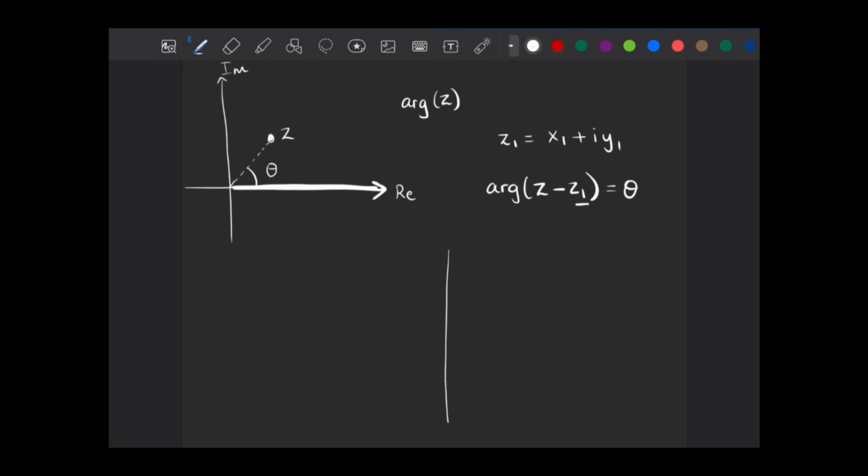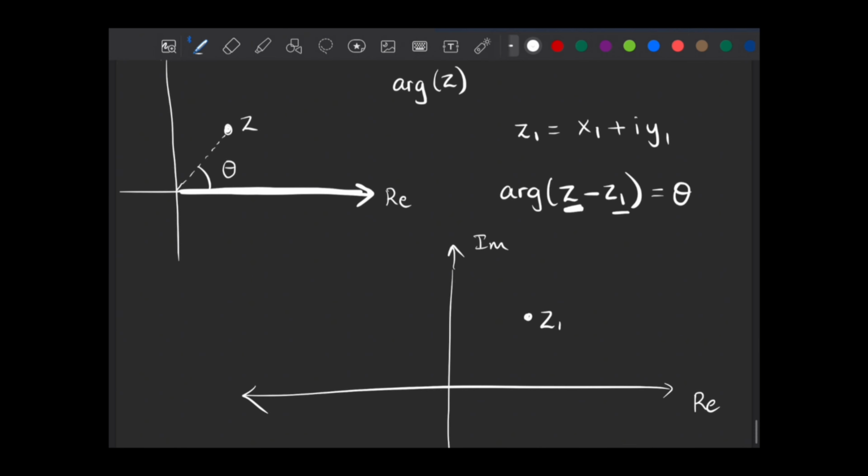So let's draw z1. Say this is a point z1, and z is just any complex number. It represents a general point. So any point such that the argument of z minus z1 is theta looks something like this. So z can be any point that lies on this line as long as this angle or this argument is theta. The line that it makes the argument with is parallel to the real axis, and this describes any point that lies on this line.